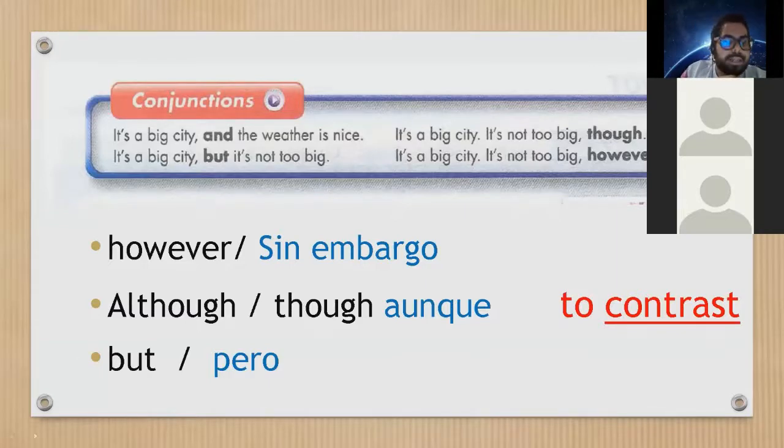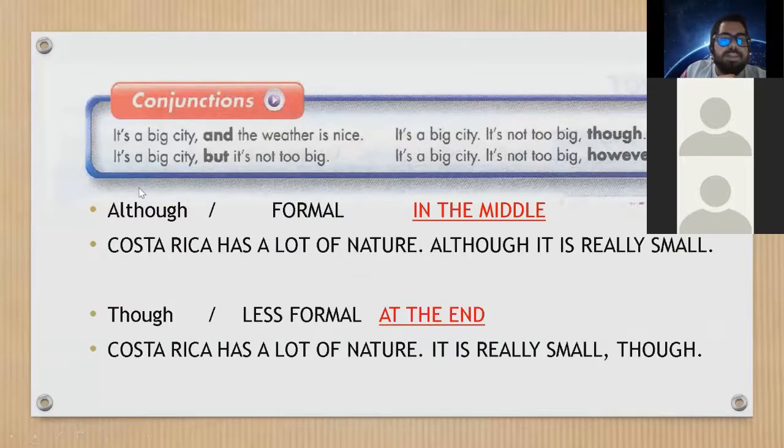Let's take a look at the next thing here, guys. Here, what I did was to create some ejemplos, algunos ejemplos para ustedes, guys, some examples for you. And look at this, guys. Costa Rica has a lot of nature, although it is really small. And now you understand the sentence, right? Because you know what is although.